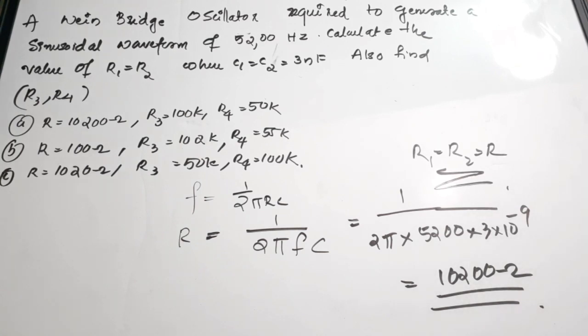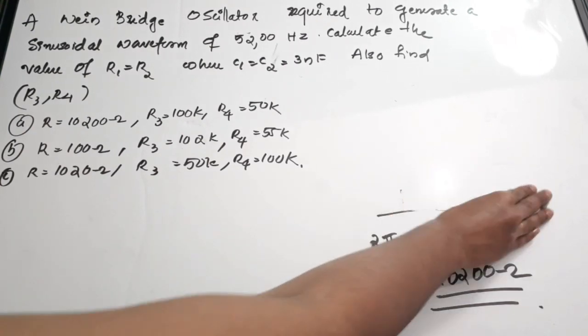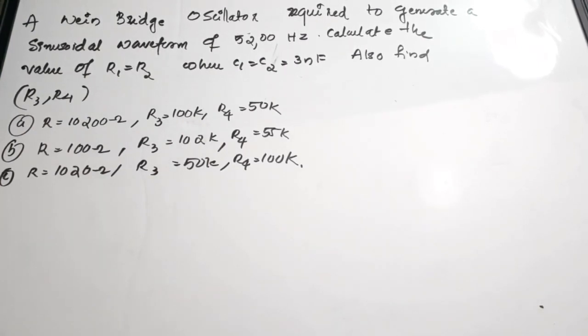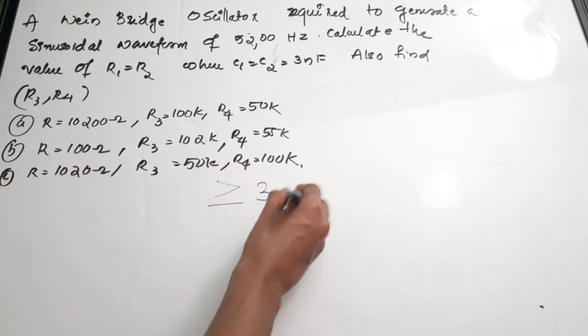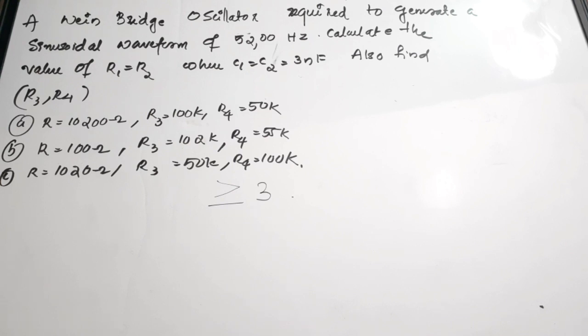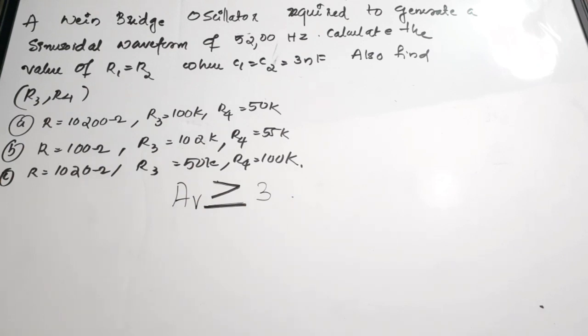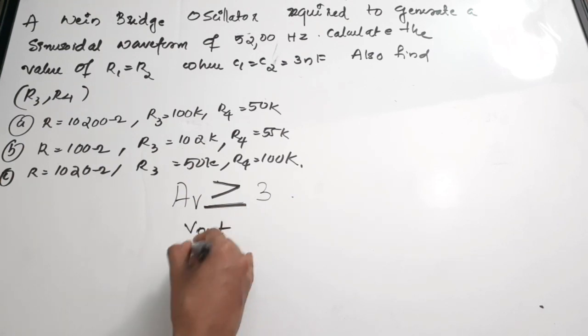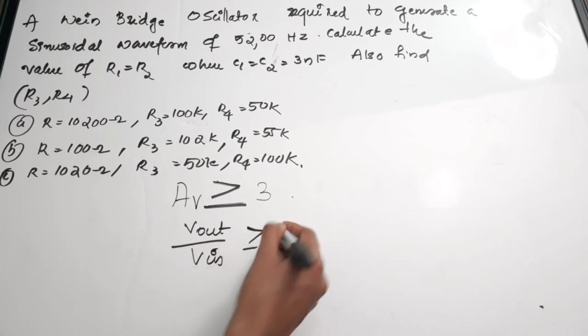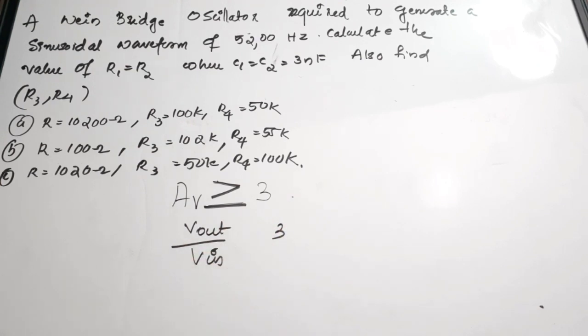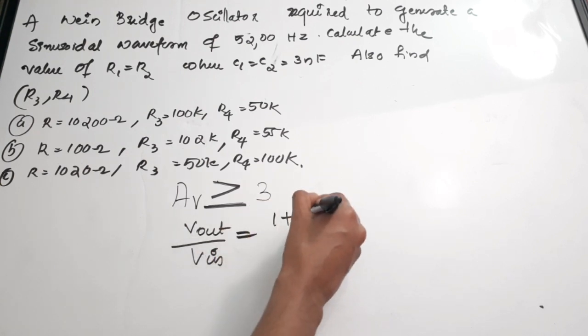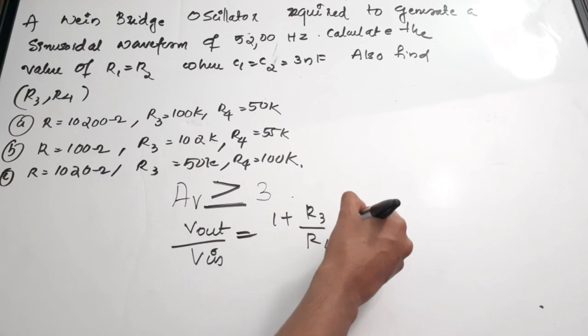Next, we need to find what is R3 and R4. Now, how to find R3 and R4? While discussing the theory video, we have discussed that the gain of the amplifier section should be greater than or equal to 3 always. That is, V out by V in should be greater than or equal to 3. Or you can write V out by V in is equal to 1 plus R3 by R4 should be greater than or equal to 3.